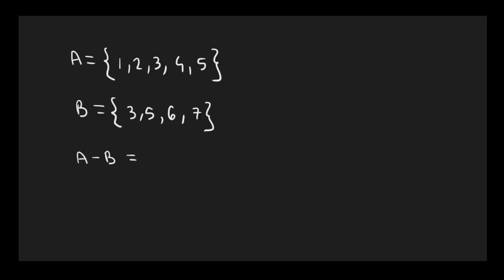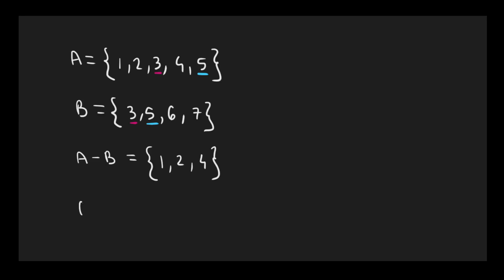So in order to find A and B, we have to remove from A all the common elements with B. So 3 is a common element, and also 5 is another common element. So the difference between A and B is just all the left elements in A, which in this case are 1, 2, and 4.